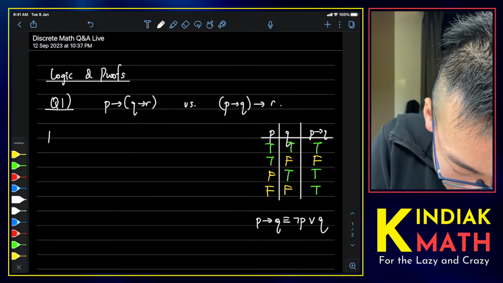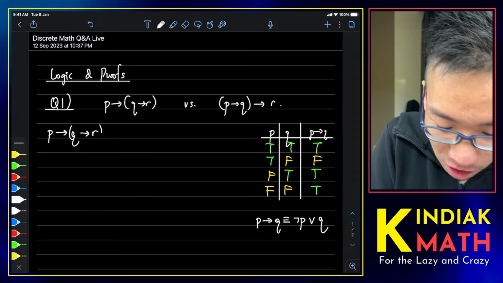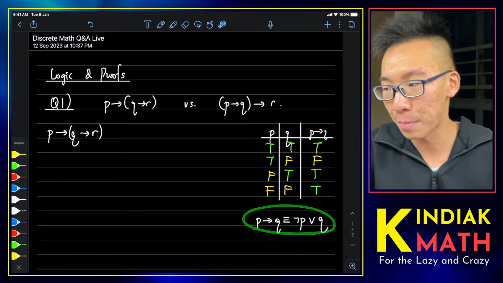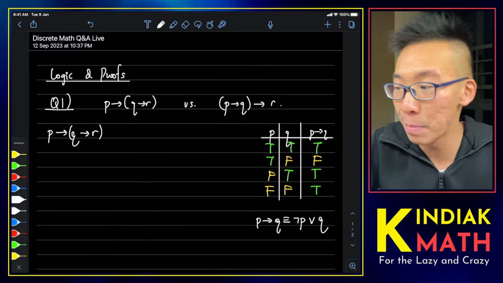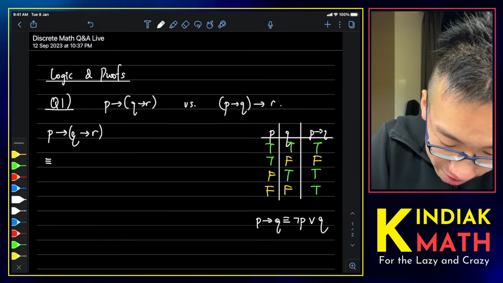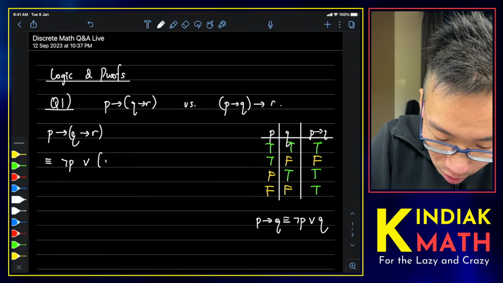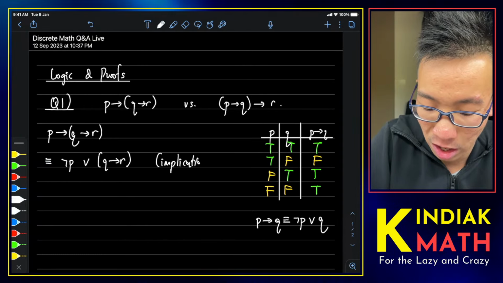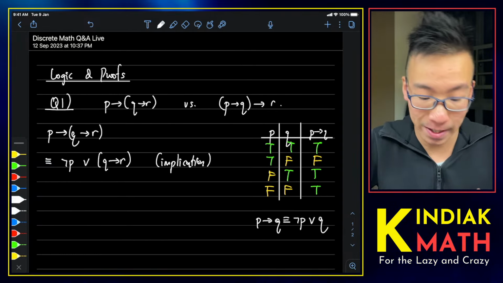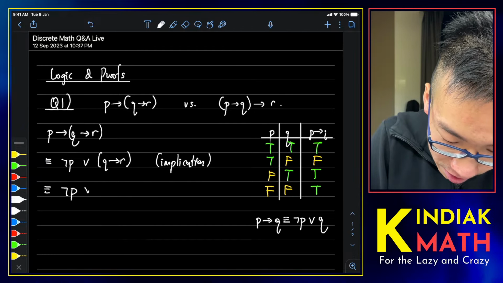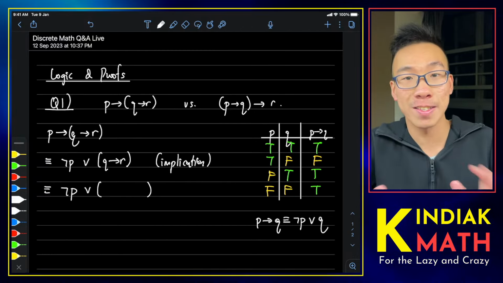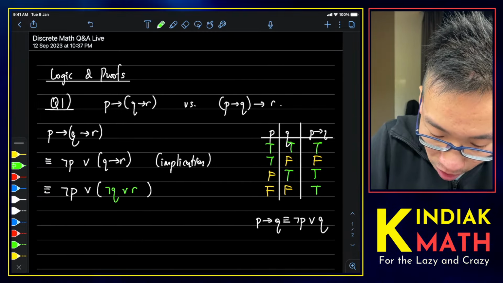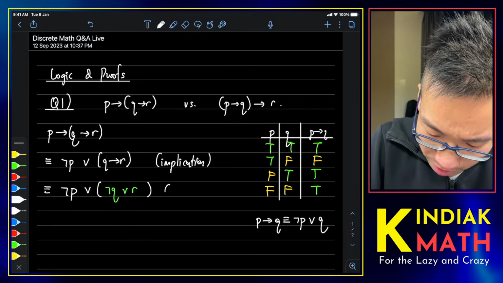And so his idea was to convert each of these expressions by writing the implication as a disjunction. So we can write this as the negation of P, or Q implies R. This is by implication. And we can do this a second time because Q implies R itself is an implication, which means you can write this as negation of Q or R. So this is also by implication.